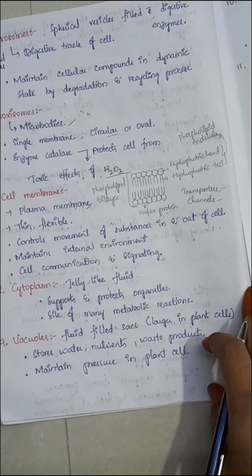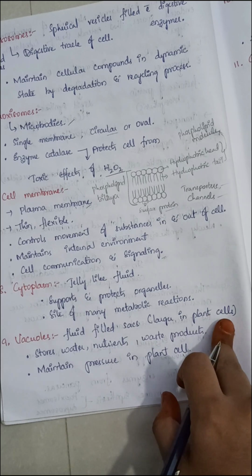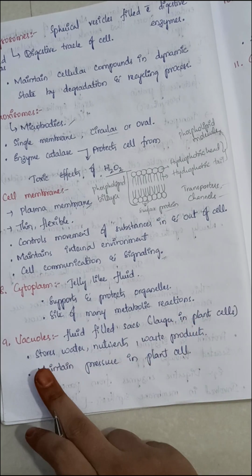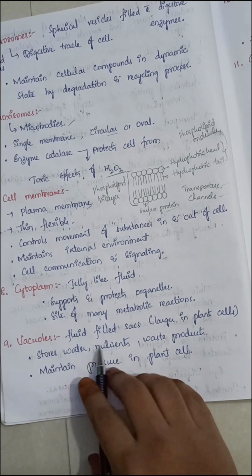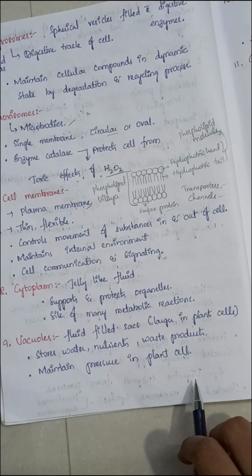Next, what are vacuoles? Vacuoles are fluid-filled sacs, larger in plant cells. When compared to animal cells, plant cells have larger sized vacuoles. These store water, nutrients and waste materials, and these maintain pressure in the animal cell.